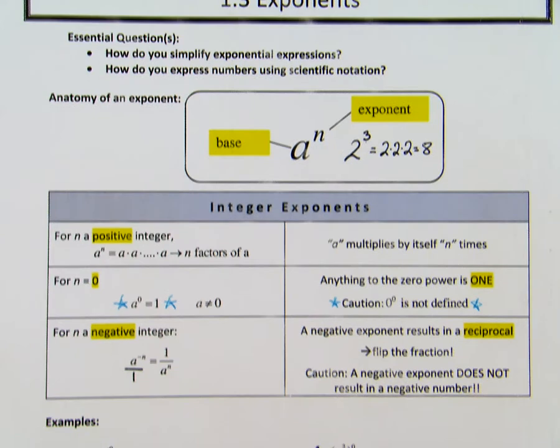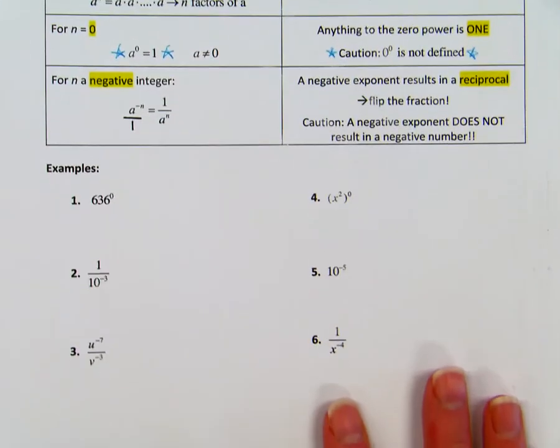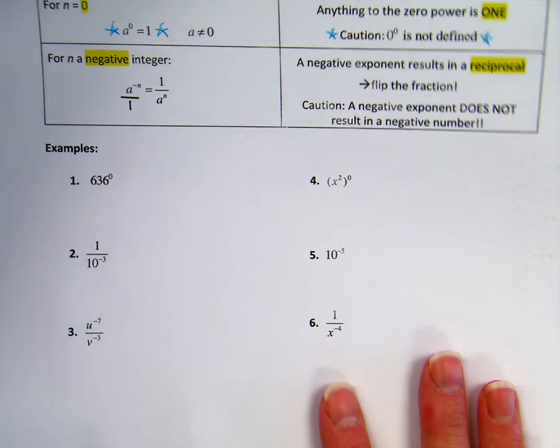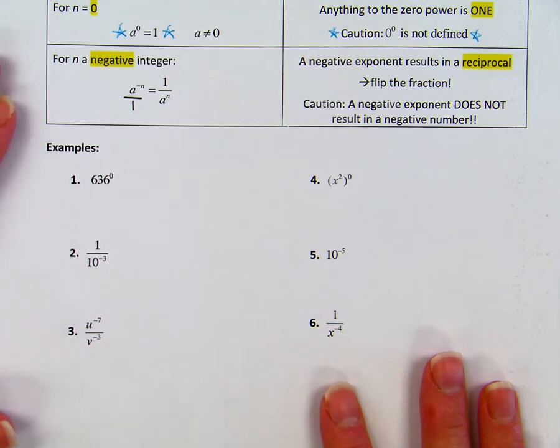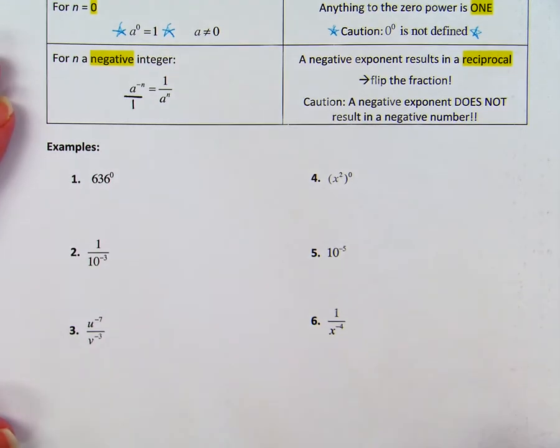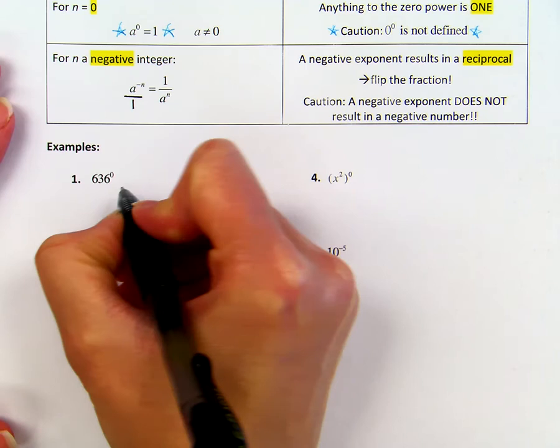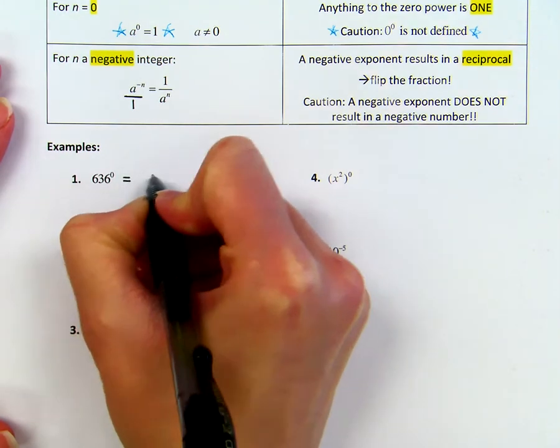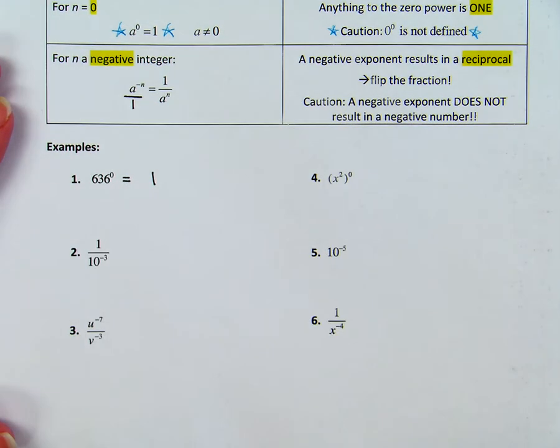Okay, now that we've seen some basics, let's try some examples. Number 1. We have 36 raised to the 0 power. Our rule above tells us that anything raised to the 0 power is actually 1. So even though 36 is a really big value, if we raise it to the 0 power, we still get an answer of 1.